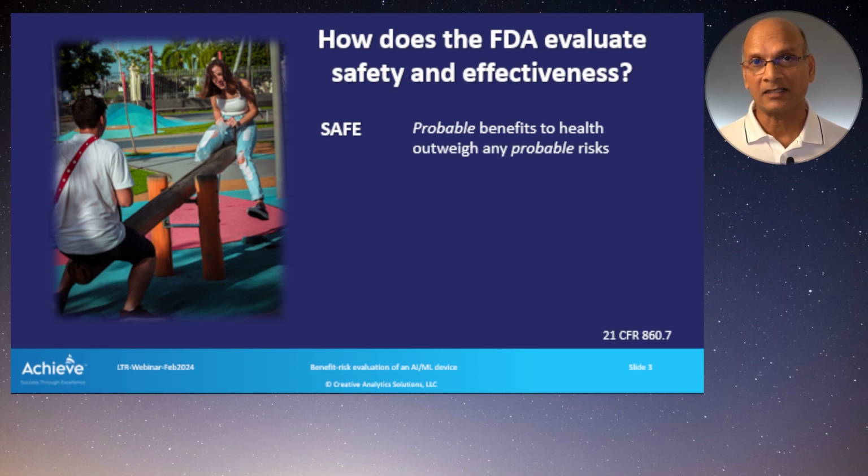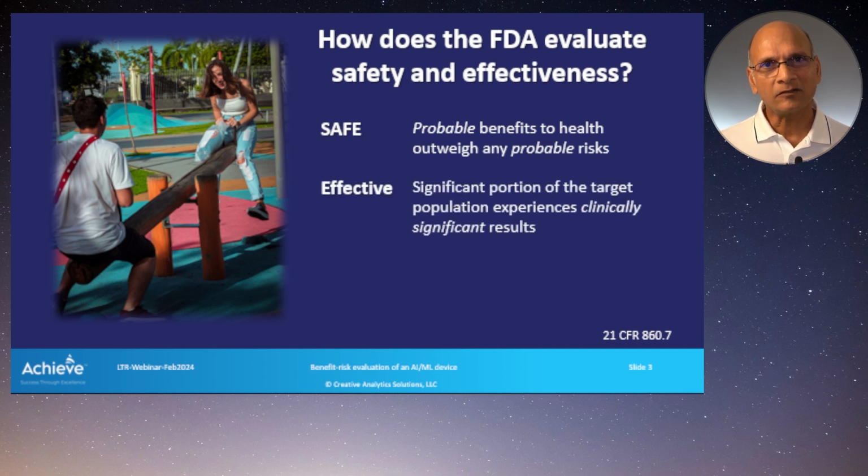So it's a balancing activity, right? We are trying to see if the probable benefits outweigh the probable risks. That will be safe. And how about effective? Effective is kind of related, but it also has this qualification, which says a significant portion of the target population experiences clinically significant results. Meaning what you're promising to deliver to the intended use population is actually experienced by them in a clinically significant way. That would be considered effective. So keep those two things in mind as we go through our slides today.